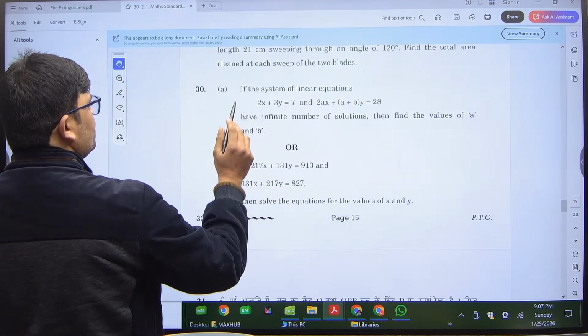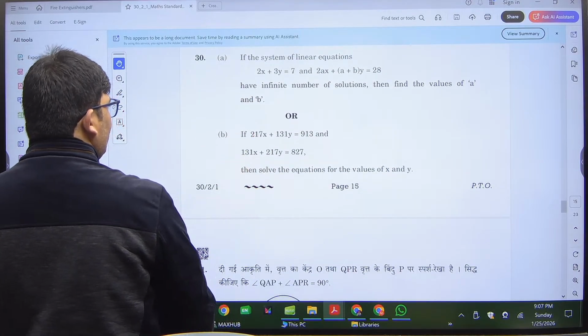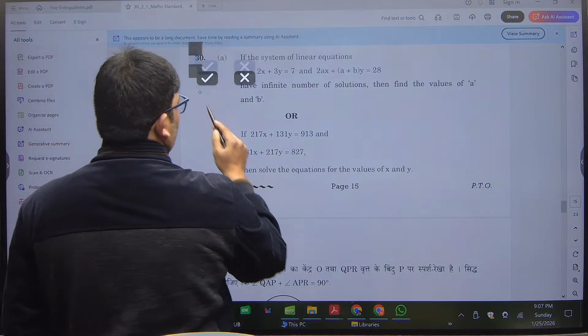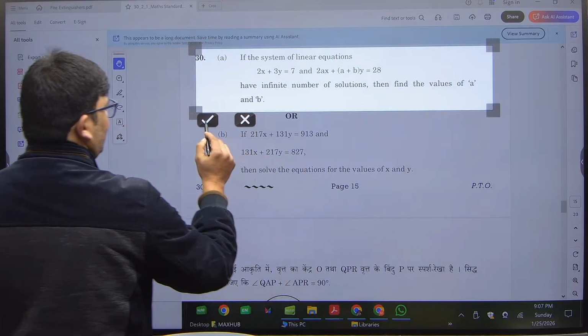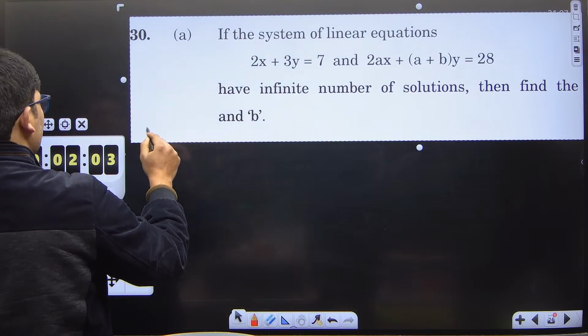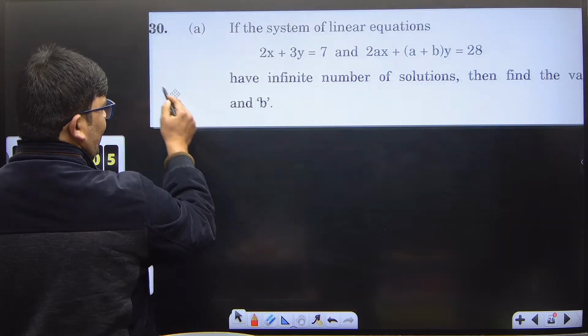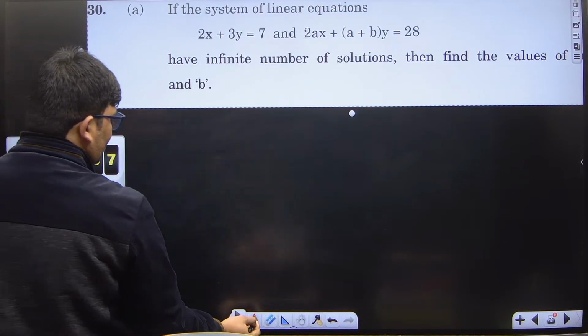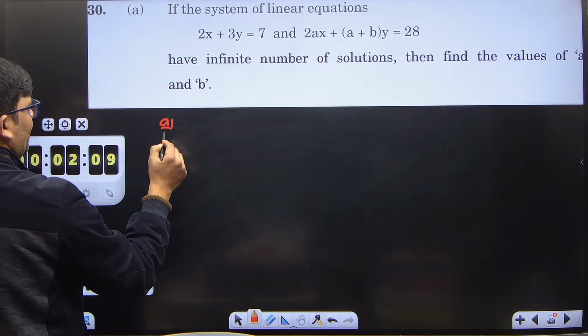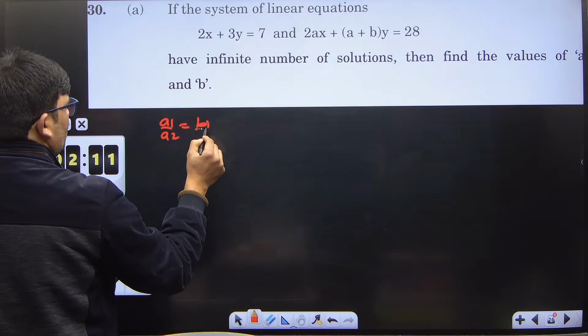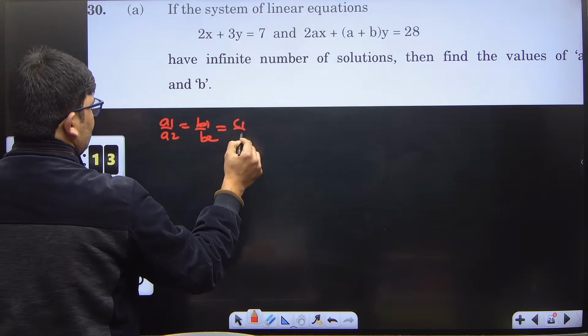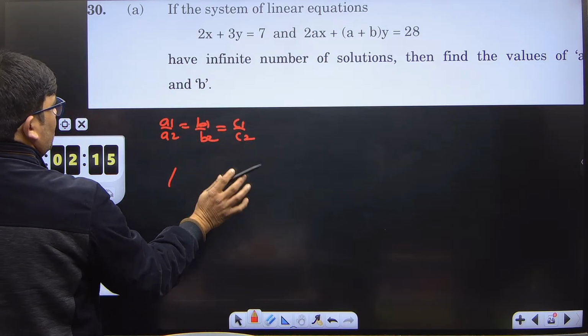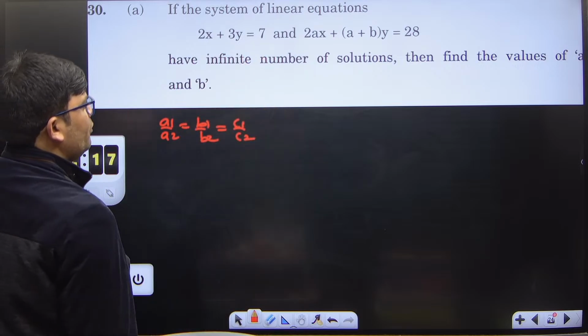ये कार वाला क्वेश्चन छोड़ देते हैं। सिस्टम ऑफ लीनियर इक्वेशंस। So now Anjana, you can do this, my dear. I have already taught you the process of finding infinite many solutions. Infinite many solutions is how much? A1 upon A2 must be equal to B1 upon B2 must be equal to C1 upon C2. Question. Okay.